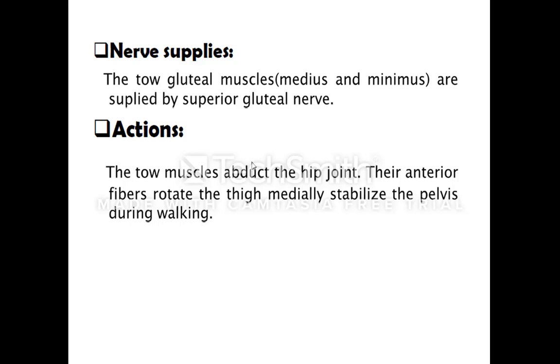The innervation of both gluteus medius and minimus is by the superior gluteal nerve. The actions of these two muscles: they abduct the hip, so they are the main abductor of the hip joint. Their anterior fibers rotate the thigh medially and stabilize the pelvis during walking. So the gluteus medius and minimus have very important actions regarding abduction of the hip, medial rotation of the hip, and stabilization of the pelvis during walking.